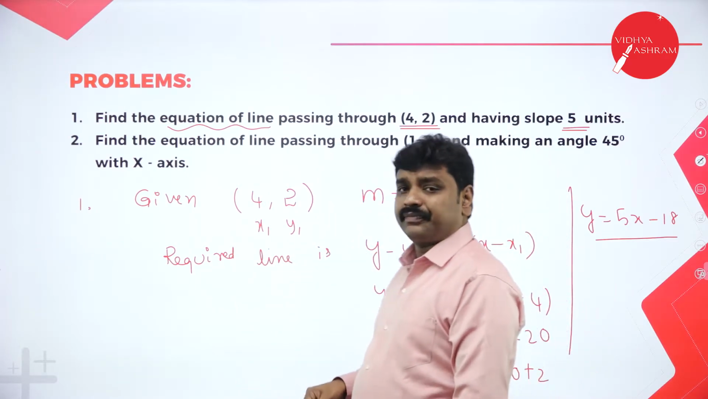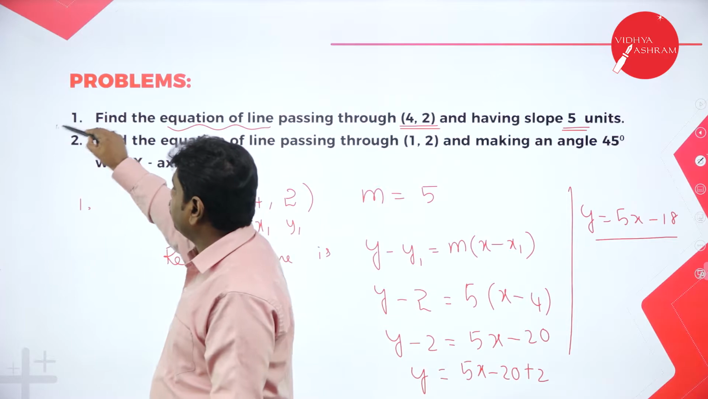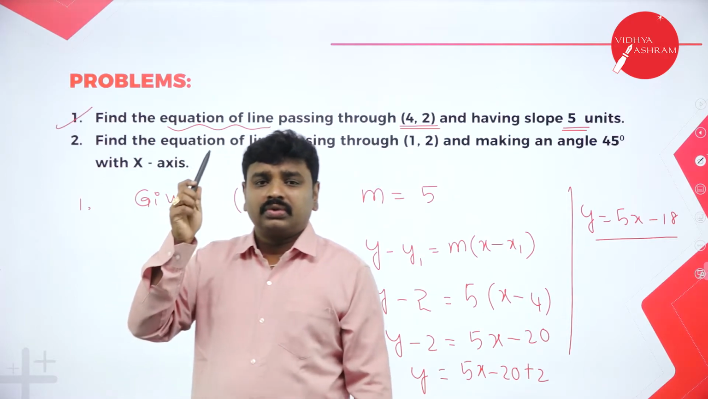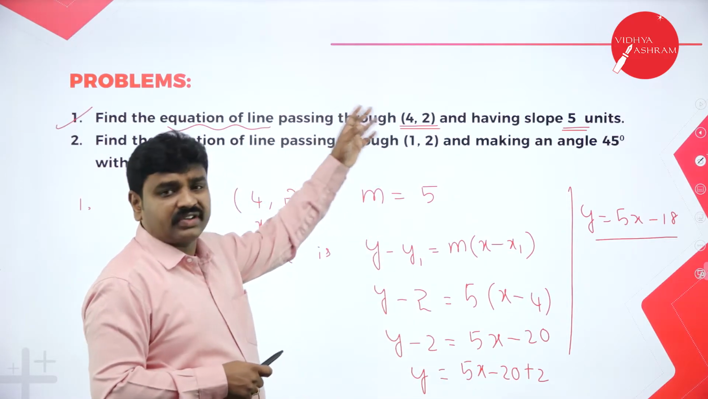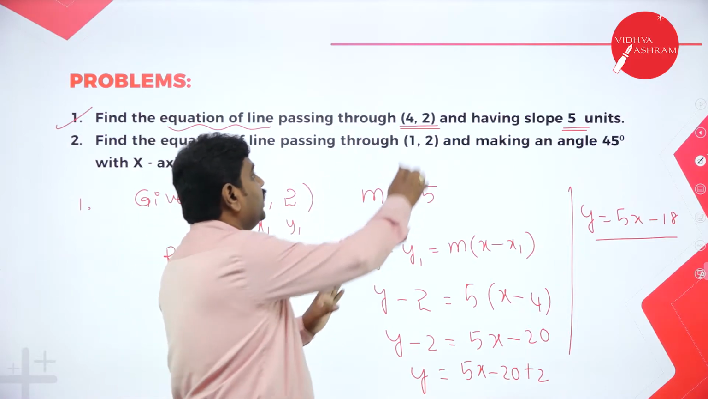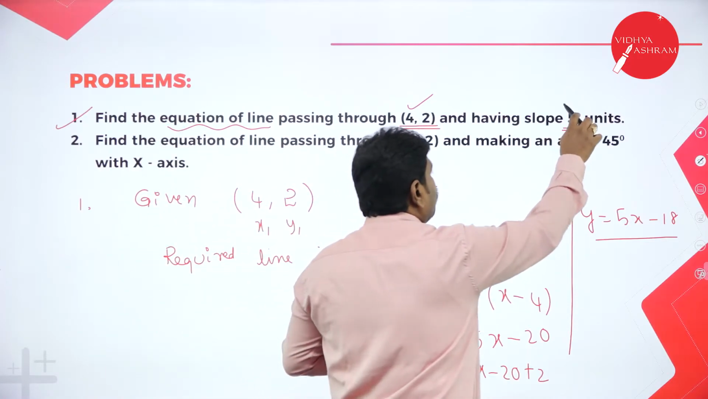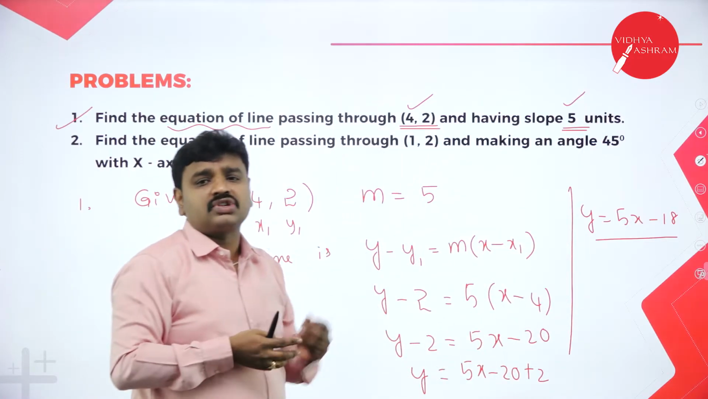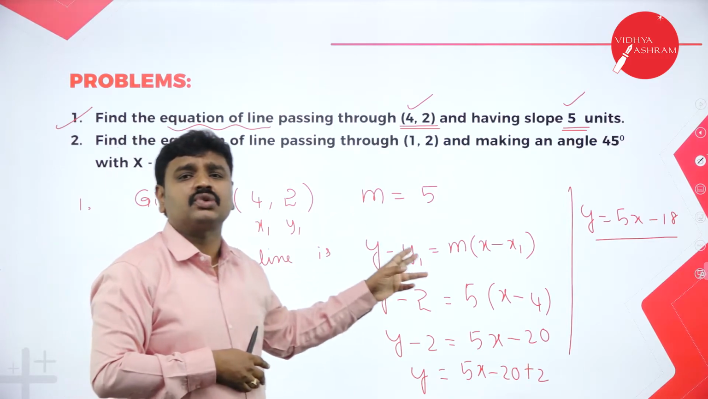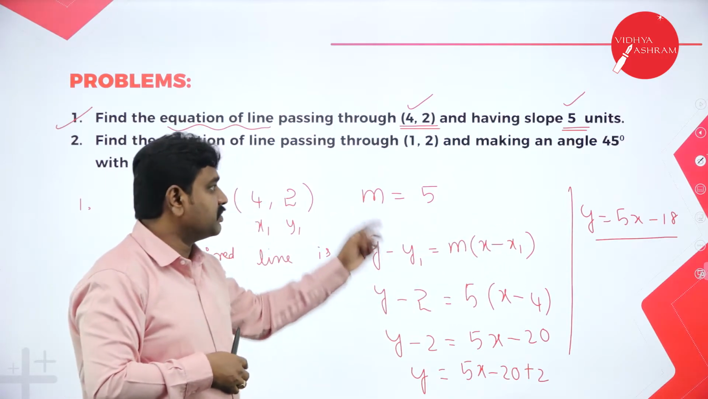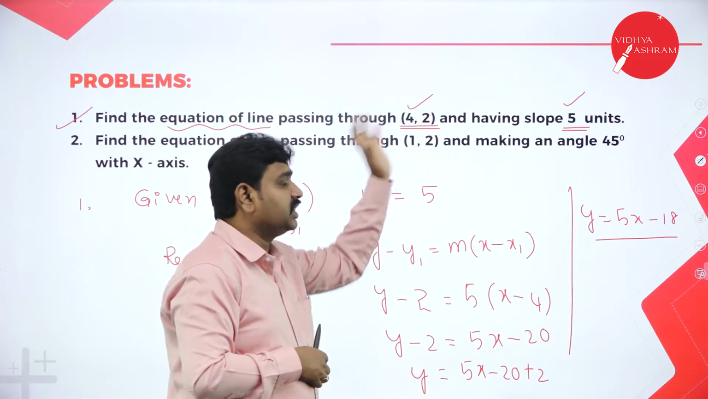So now I wrote the line. We have solved the first problem. How to decide which equation to use depends on what is given. When you read the question, they give a point on the line, they give a slope. So when they give point and slope, use point slope form. What is point slope form? y minus y1 is equal to m into x minus x1. m is the slope and x1, y1 is the point given.